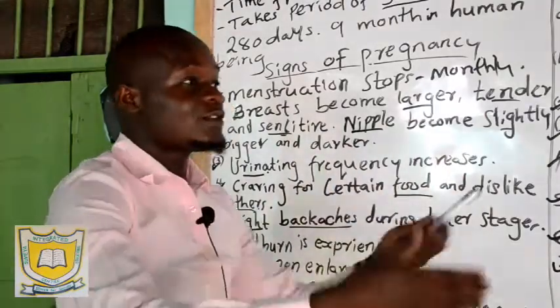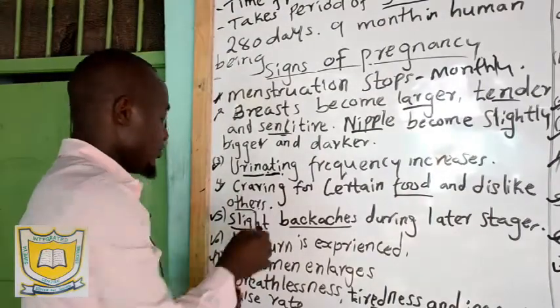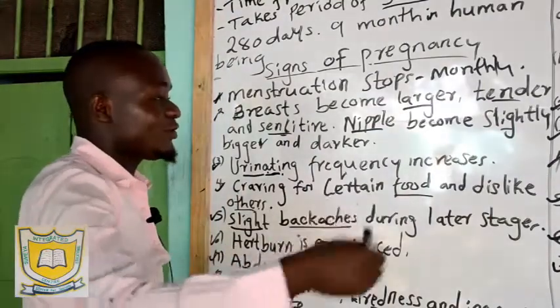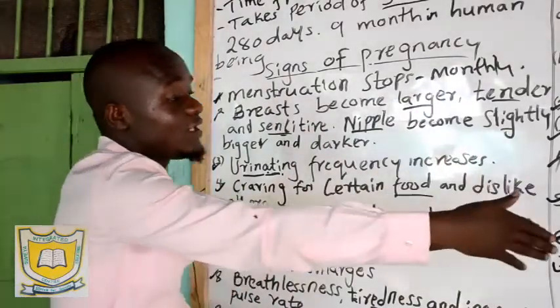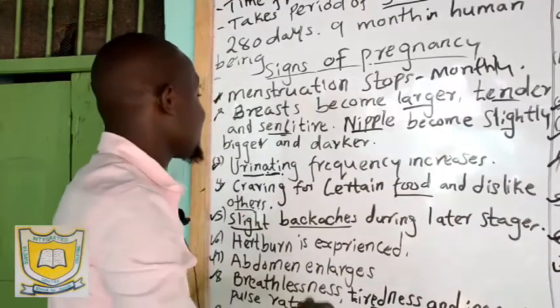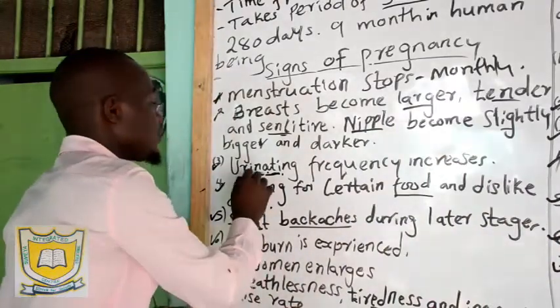Then you talk of frequent urinating. Our mother visits the toilet every time because she goes for urinating. Why does our mother urinate frequently? Because of the production of waste products from the fetus. A mother has to do these urinating processes.